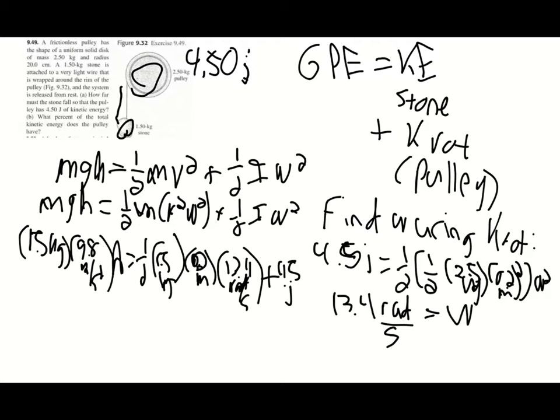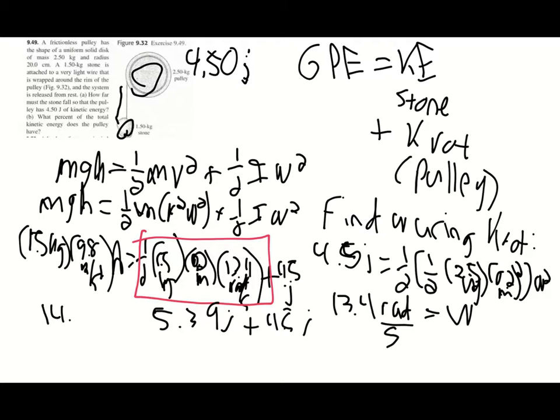So when you calculate this whole thing here, it turns out to be 5.39 joules plus 4.5 joules, and this is going to be 14.7 newtons, actually, times the height equals that. Divide both sides by 14.7, and you get a height of 0.67 meters.